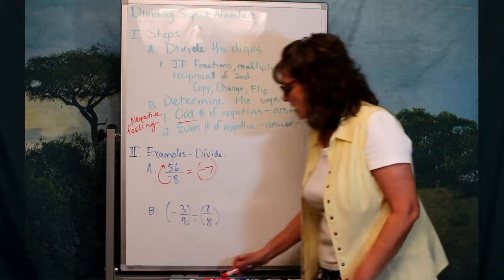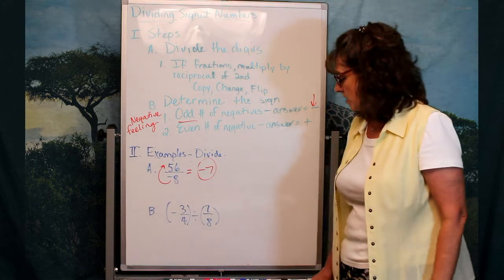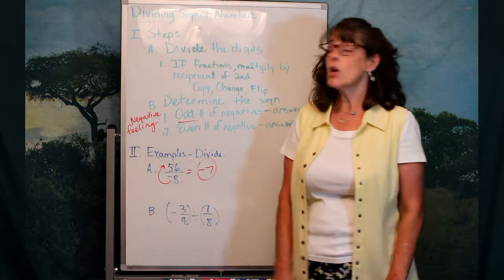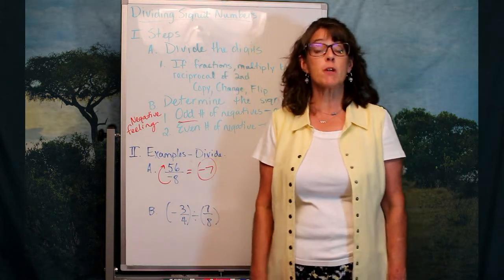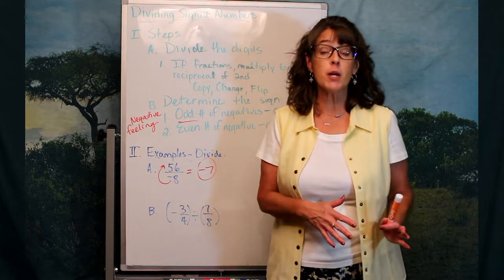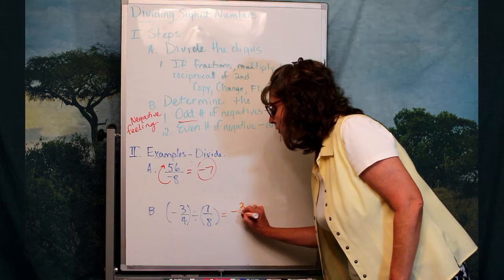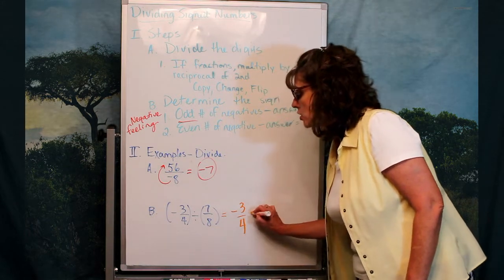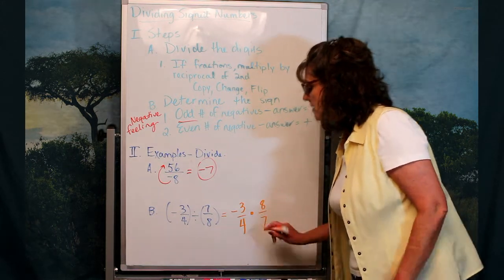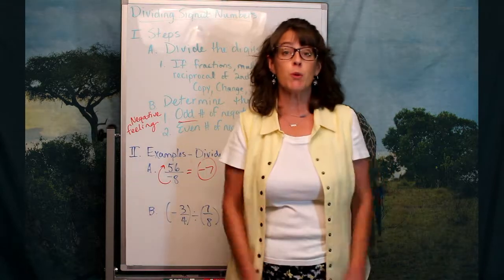Well, let's take a look at the next one. -3/4 divided by 7/8. Well, remember, when I'm dealing with fractions, I'm going to go back to that idea of copy, change, flip. I'm going to multiply by the reciprocal of the second. So I'm going to copy down the first, -3/4, change it to multiplication, flip that second one, and now I'm going back to a multiplication problem.